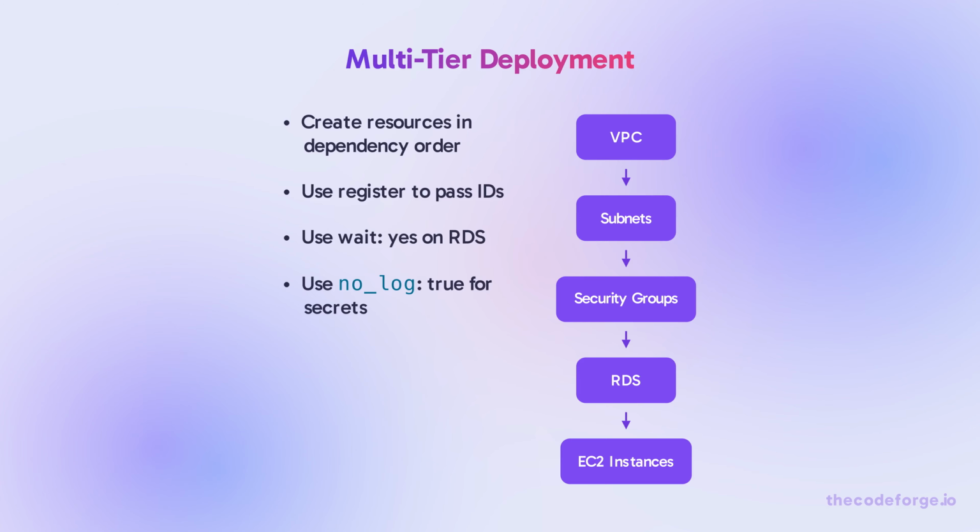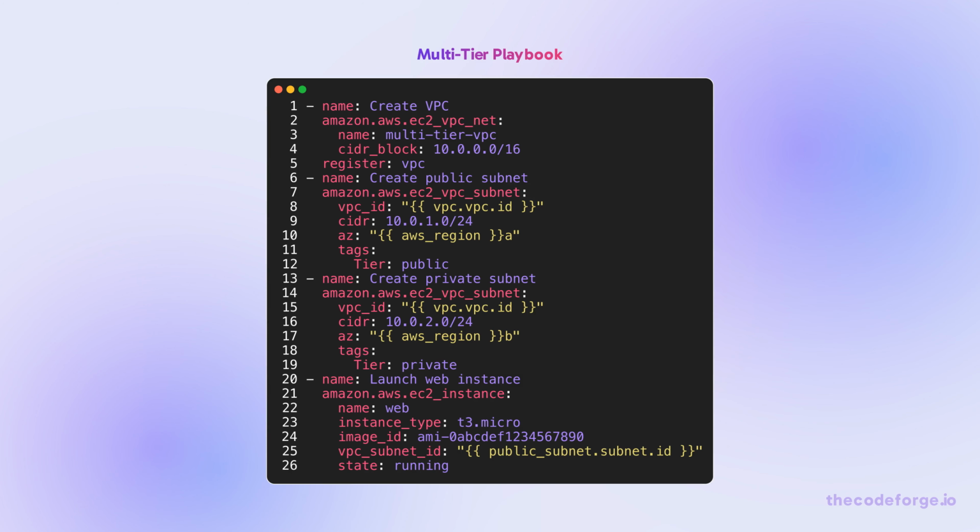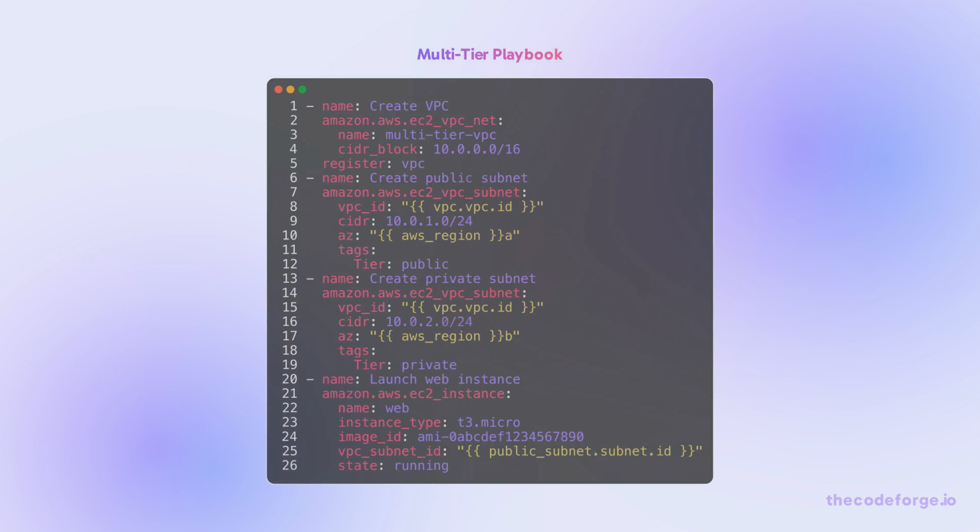Production applications often require multiple resources. Create them in dependency order: virtual private cloud first, then subnets, security groups, relational database service, and finally elastic compute cloud. Use register to capture IDs and wait yes on relational database service to ensure it's ready. This playbook creates a virtual private cloud, subnets, and an elastic compute cloud instance in order. Each task depends on the previous one's output.